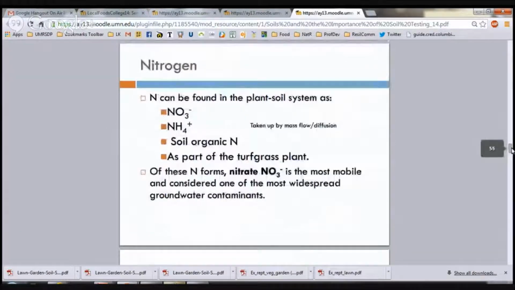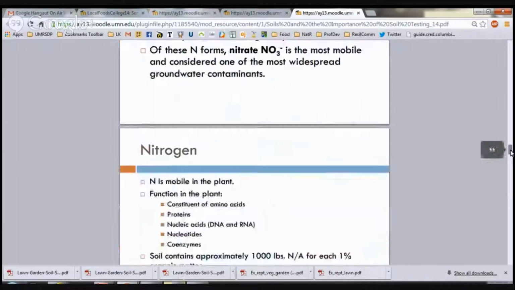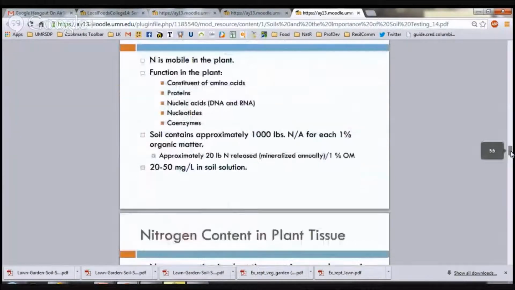Obviously the forms that are taken up by the plant are ammonium, NH4+, and nitrate, NO3-. And because of that minus, and soil being a negative charge as well, nitrate can leach through the profile. So we're always looking at ways to prevent leaching losses through the profile. And obviously nitrogen is extremely important for plant growth and development. There's a lot of functions within the plant.